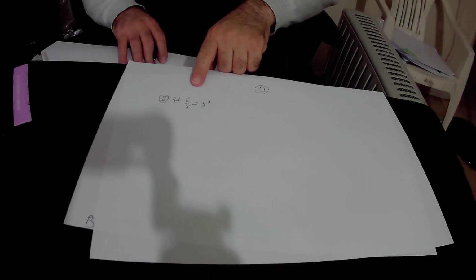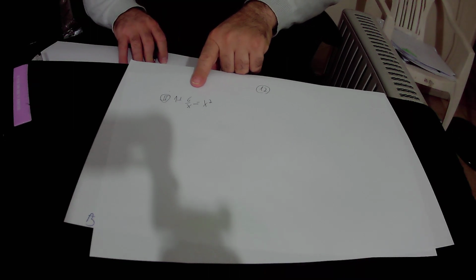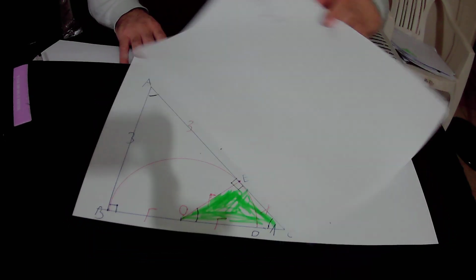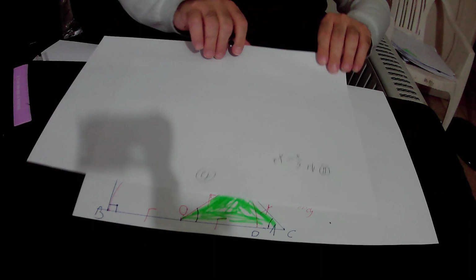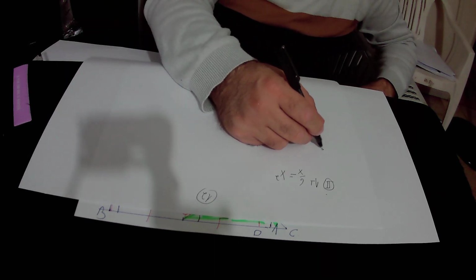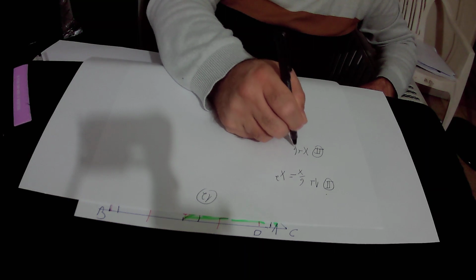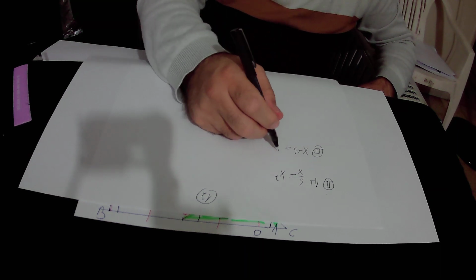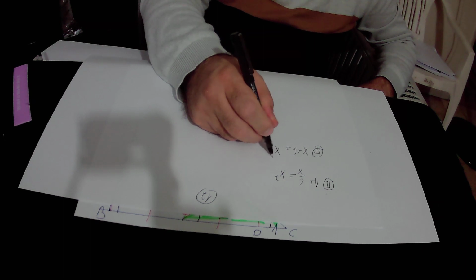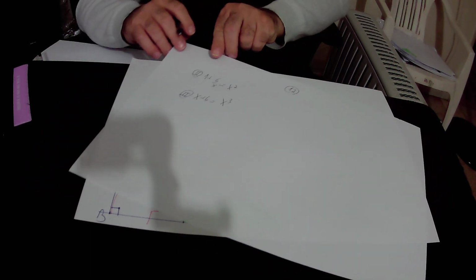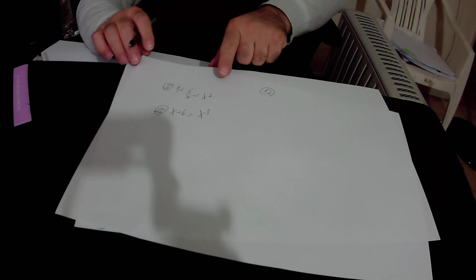Here we will multiply equation number 2 by x. It is allowable to multiply the equation by x because x can never be 0, as I have already said. So we multiply by x, and we will get that x plus 6 equals x times x squared, which is x cubed. So we got this equality that x plus 6 equals x cubed.